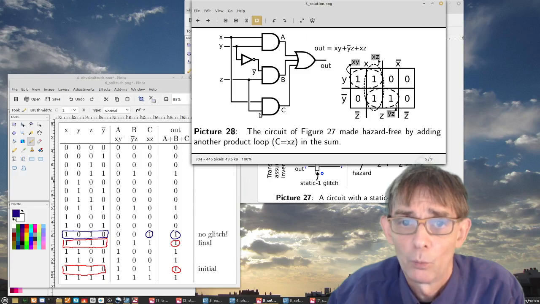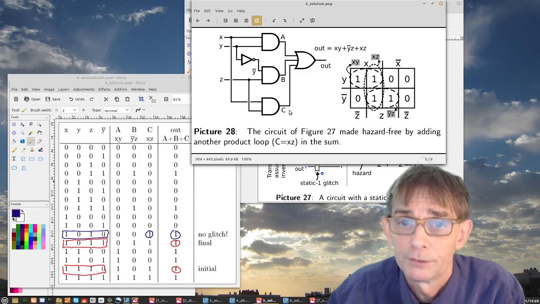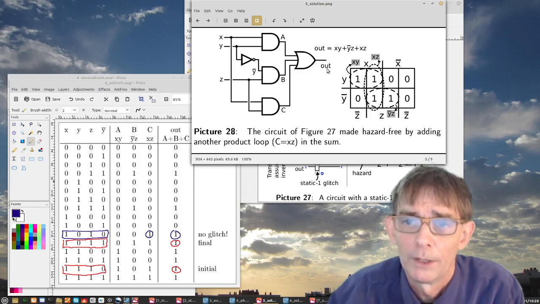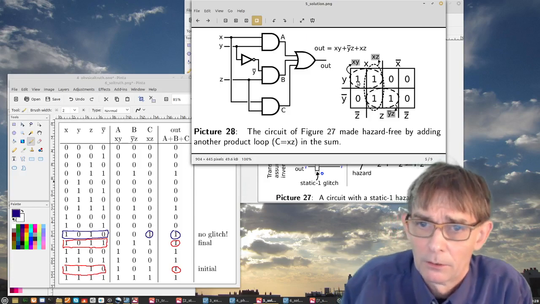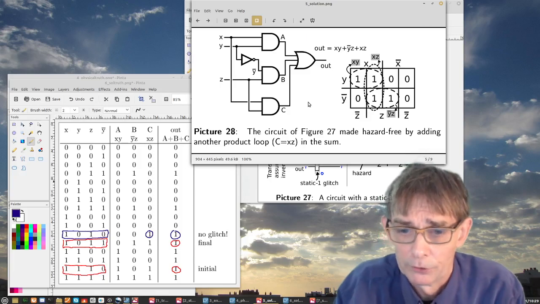And because it is 1, 1 here, in the initial state, in the final state, and in the intermediate state, this always stays 1, 1. The output of C always stays 1, and therefore the output here always stays 1. So by joining these two loops, we can avoid a static 1 glitch. Just look again how this works.